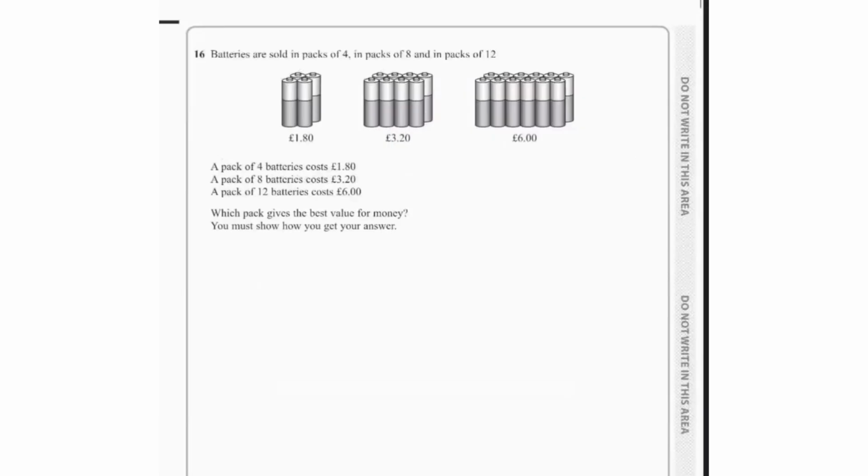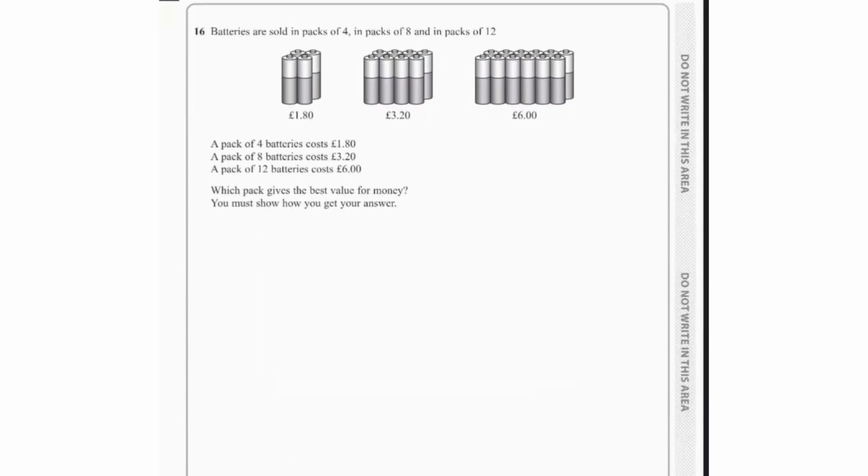Then it says batteries are sold in packs of 4, in packs of 8, and in packs of 12. A pack of 4 batteries costs 1.80 pounds. A pack of 8 batteries costs 3.20 pounds. And a pack of 12 batteries costs 6 pounds. Which pack gives the best value for money? You must show how you get your answer.